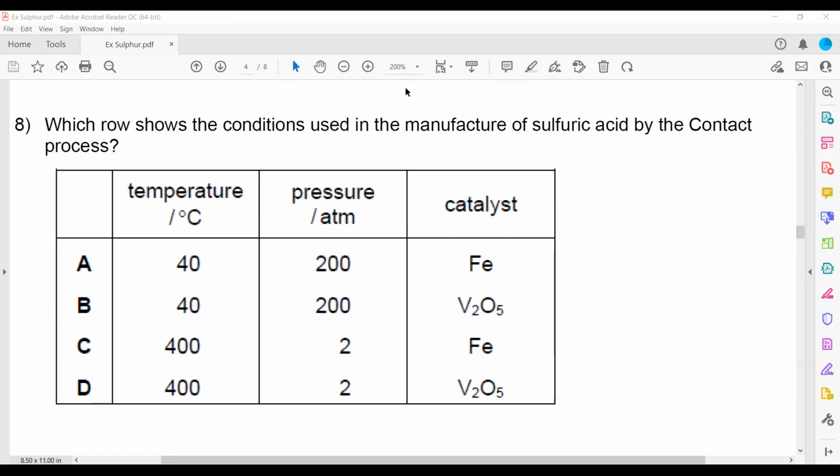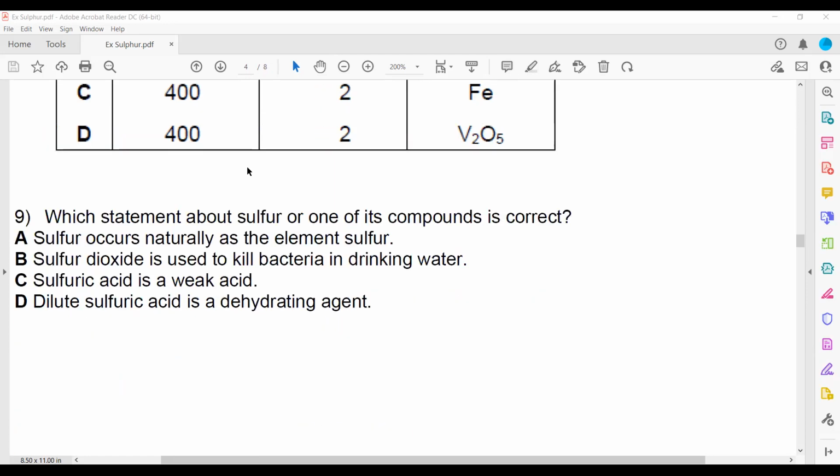Which row shows the conditions for manufacture of sulfuric acid by the contact process? So the temperature is around 450, the pressure is 2 atm, and the catalyst is vanadium pentoxide, or V2O5. The temperature is around 450, so the closest value is 400, 2 to 3 atm, and vanadium pentoxide V2O5 as a catalyst to speed up this reaction.